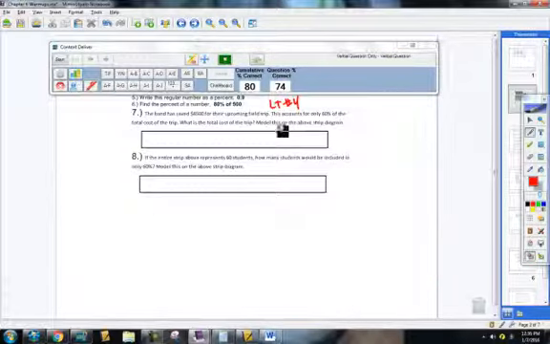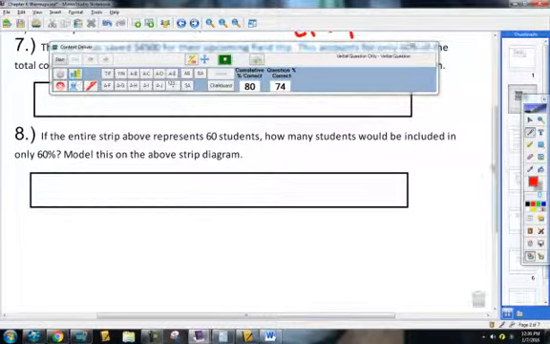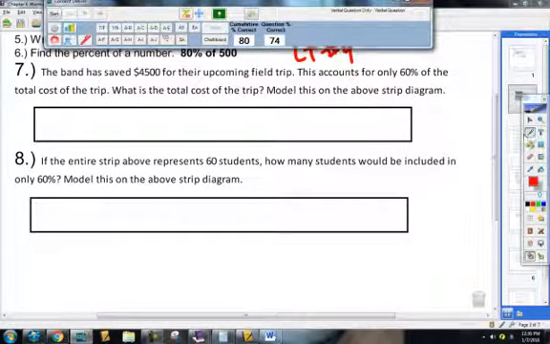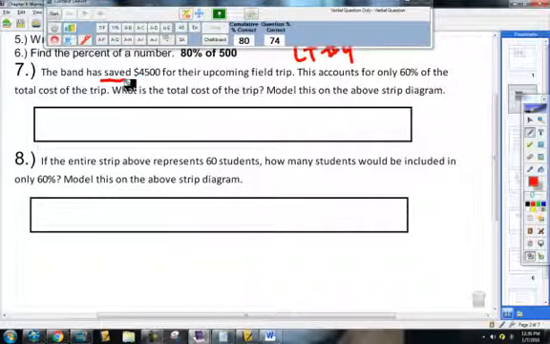All right. Now, going back to here. We're going to read through here together. You tell me if there's anything important that you think I should be underlining. The band has saved $4,500. You think that's important? Yeah. Okay, so I'm going to underline it.